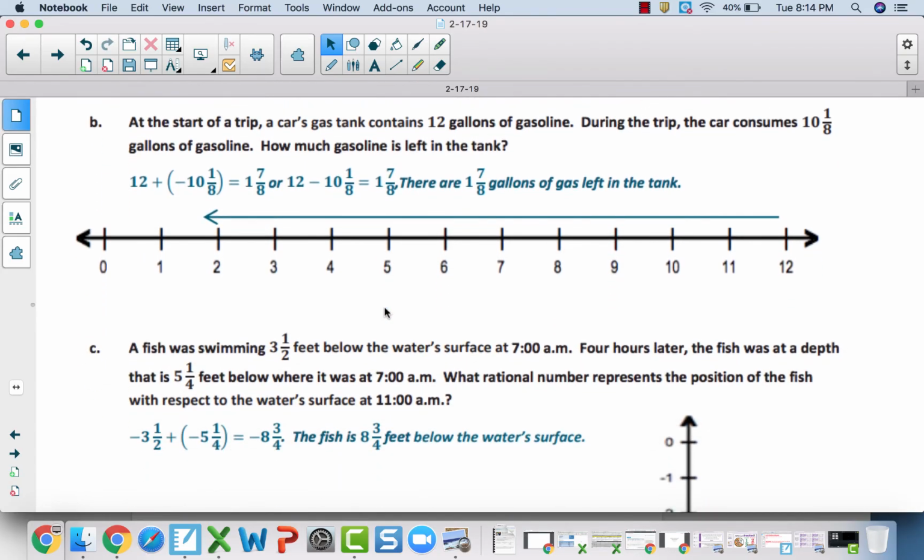For B, 12 is our starting point. The gas tank contains that much, so the 12 is a positive, and the car is consuming 10 and 1/8. So that 10 and 1/8 is a negative. So I have the expression 12 plus -10 and 1/8. Ultimately, when we model this on a number line, you end up with 1 7/8. So the correct answer is there are 1 7/8 gallons of gas left in the tank.